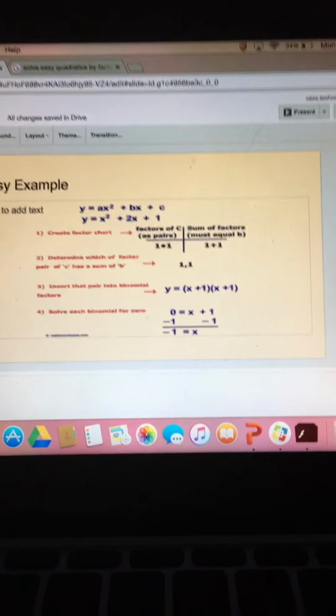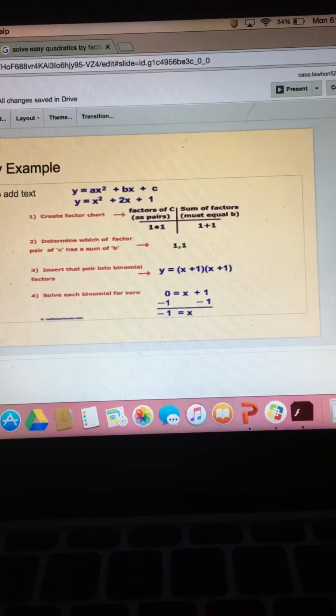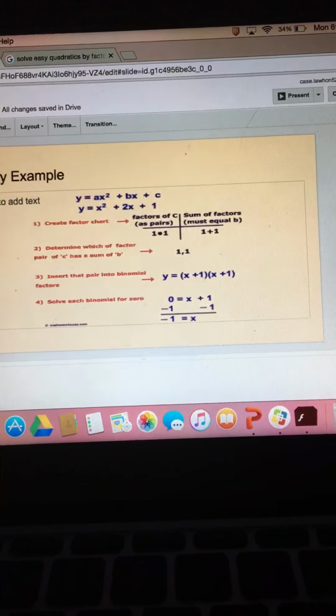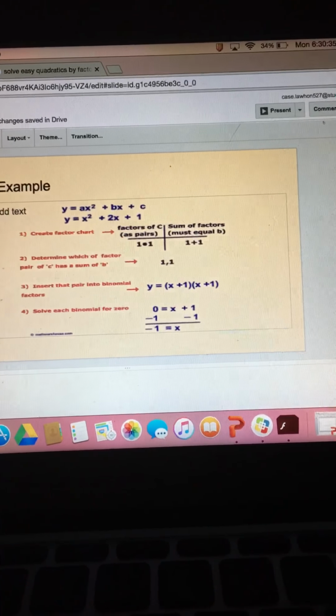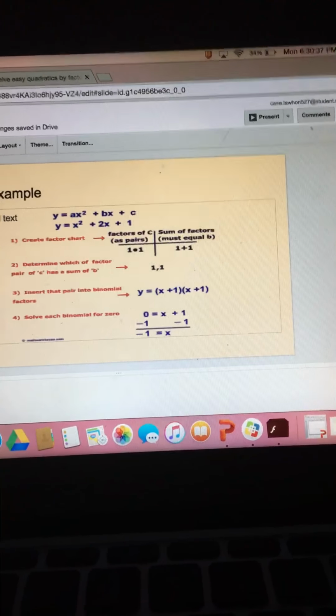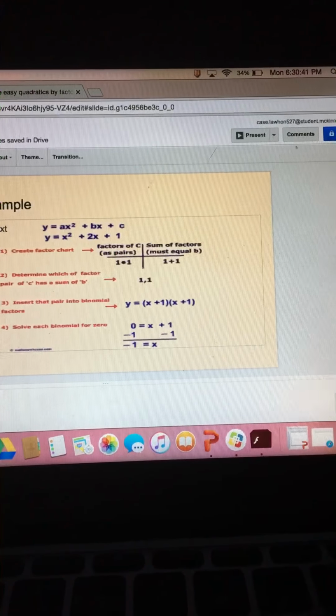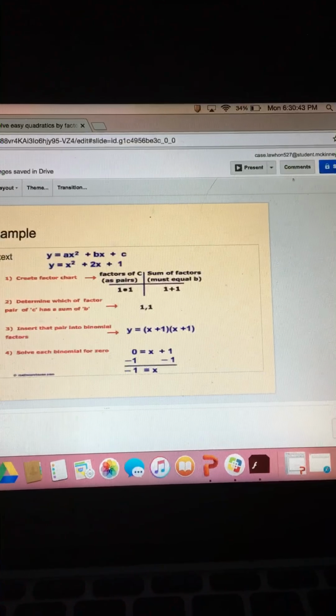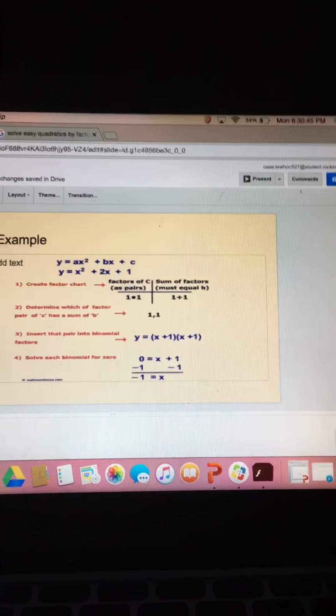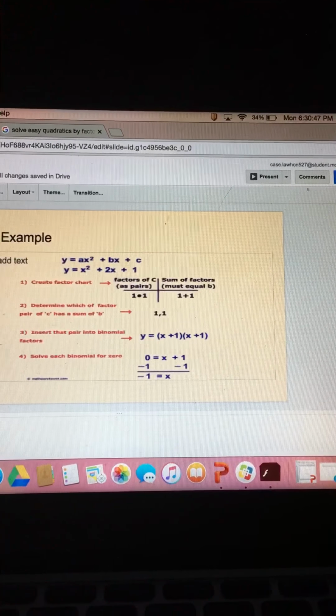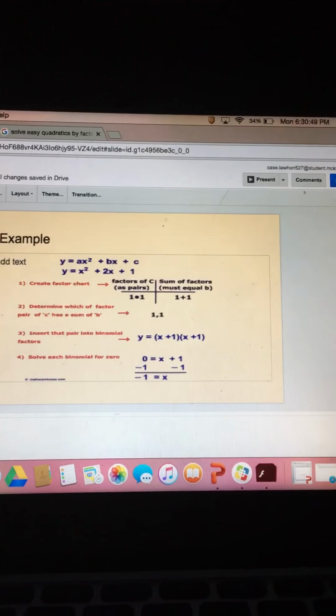Step 4. Solve each binomial for 0. So, considering both the binomials are x plus 1, you're going to go x plus 1 equals 0. And you subtract the positive 1 to the 0 side, and you get x equals negative 1. So the 0 of this equation is negative 1.